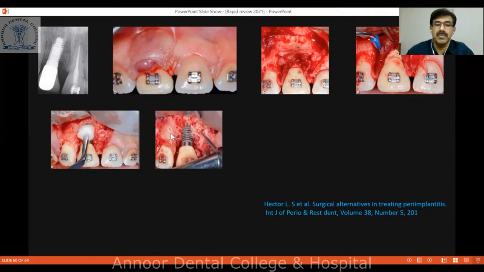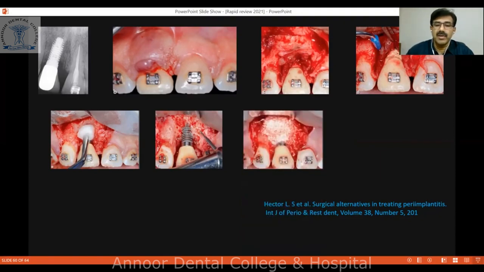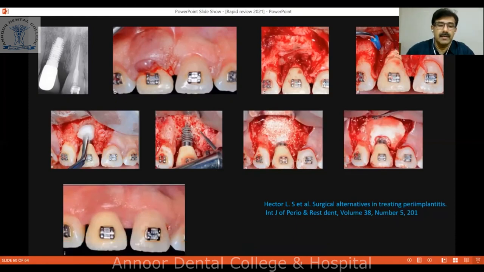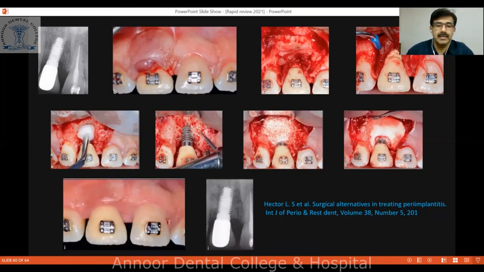Now they plan to do a regenerative type of surgery. So a little bit of decortication of the remaining bone was done so that bleeding points were induced. And then bone grafting was done on that site. A membrane was placed, and this is how it healed. And you can see, when you compare the bone, the density of the bone has also increased, and you can see the bone fill has also taken place. And clinically, you see that it looks absolutely healthy. So this is regenerative type of peri-implant surgery.